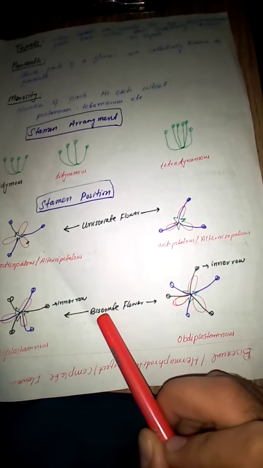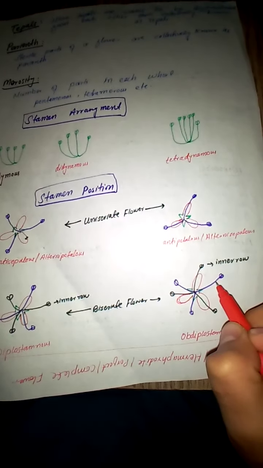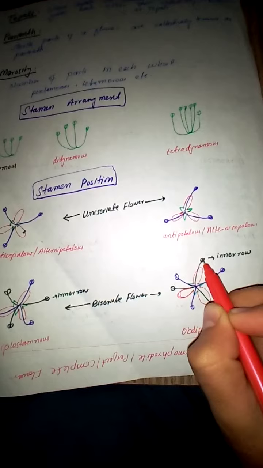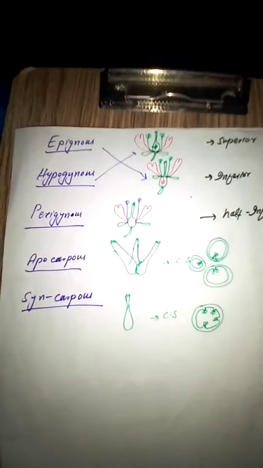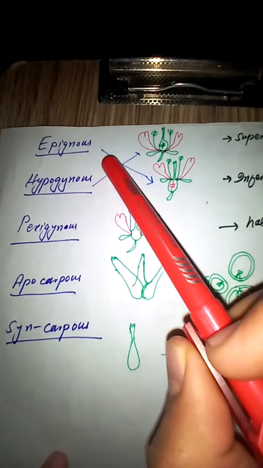So this type of arrangement is found in biserrate flowers, those flowers in which two rows of stamens are present. This is the outer row and this is the inner row. So two rows are present in this condition. Other terms are epigynous, hypogynous, perigynous.